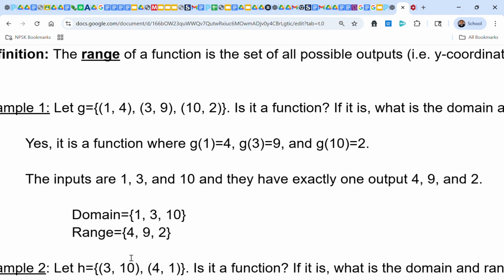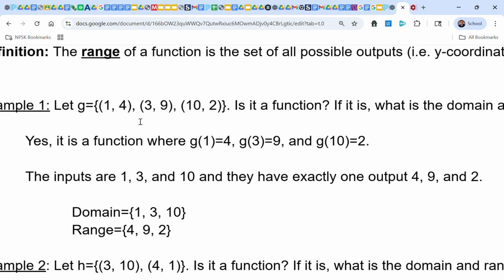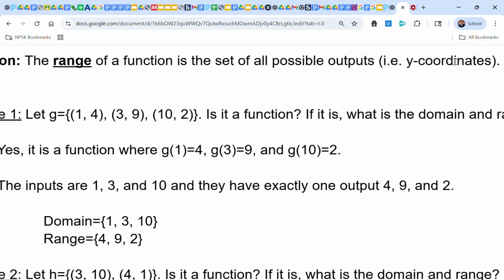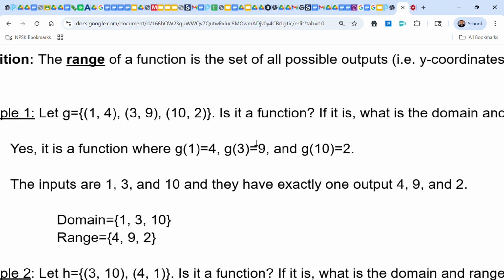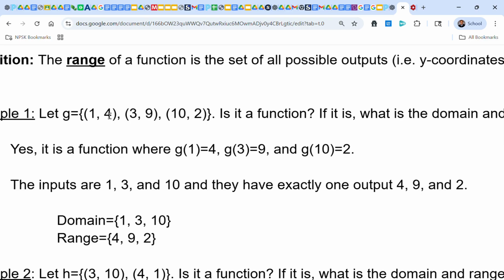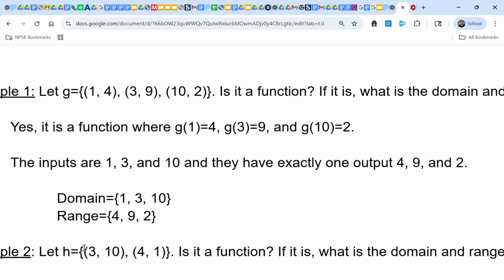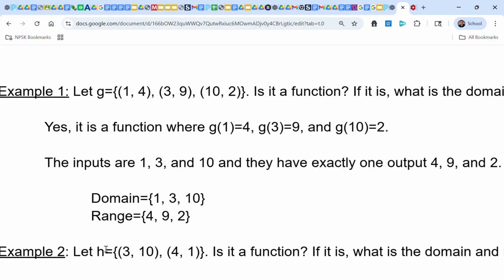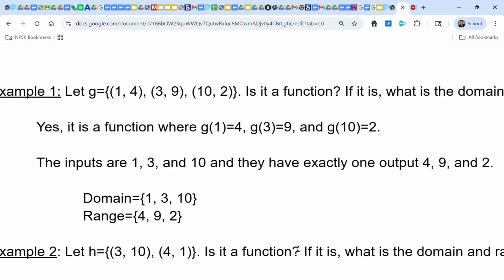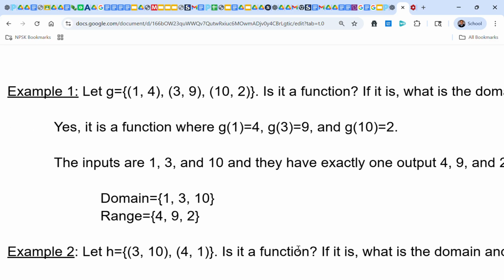The range of this function is a set of all possible y-coordinates. So if we look at the y-coordinates, this is the x, this is the y. It's 4, 9, and 2. So the range of this function would be 4, 9, and 2. Let's consider h. Okay, here's example 2. Is this a function? If it is, what is the domain and range?